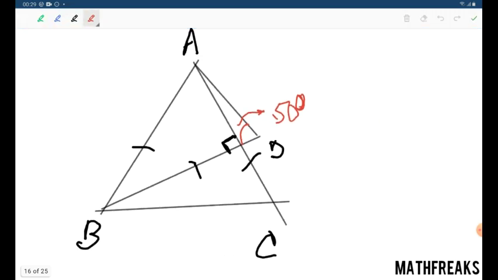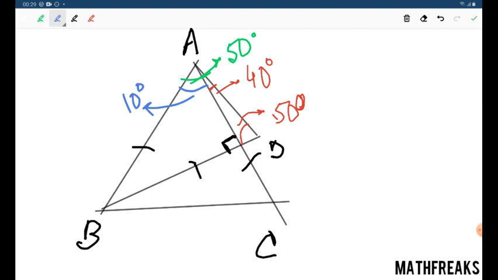let's solve this. Since this is 50 degrees, and this is 90 degrees, 90 minus 50 is 40 degrees. Now this is an isosceles triangle also. This total angle is what? 50 degrees. So this part is 10 degrees. Applying the angle sum property, this will be 80 degrees.